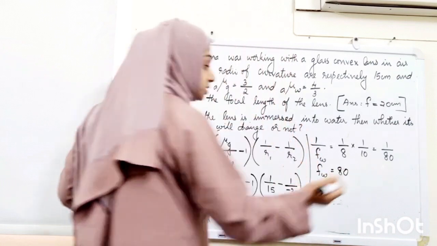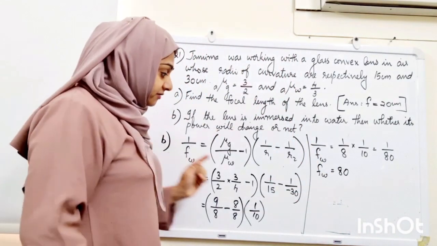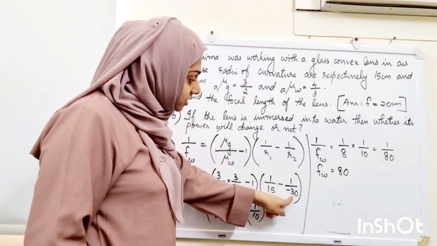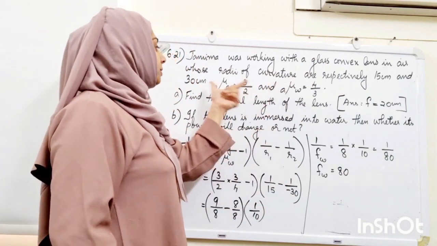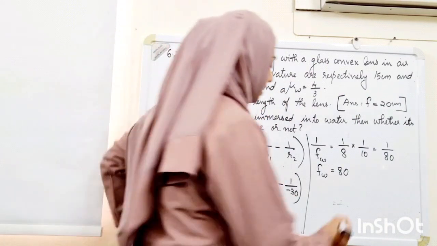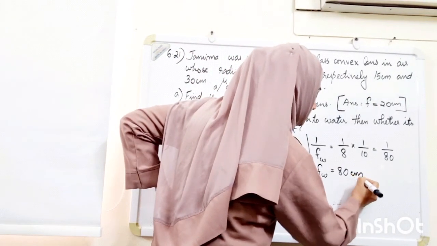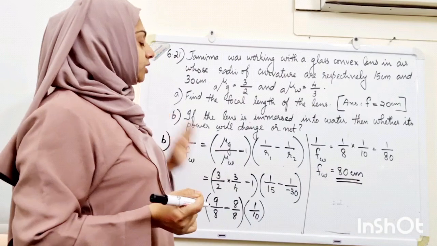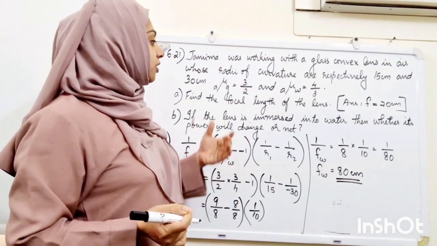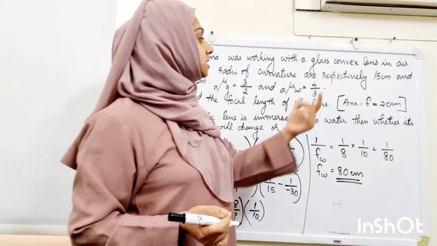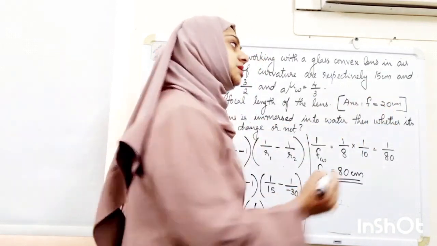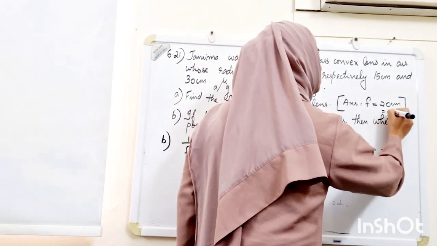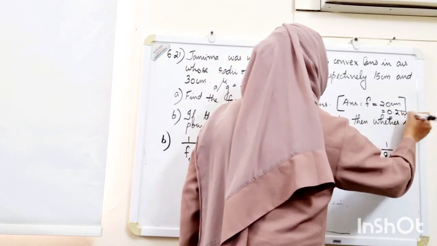Will it be meters or centimeters? Here we have used the radii of curvature which are in centimeters. So we will have to use centimeters here. So we got the focal length of the convex lens when it is in air is 20 centimeter, which is equal to 0.2 meters.